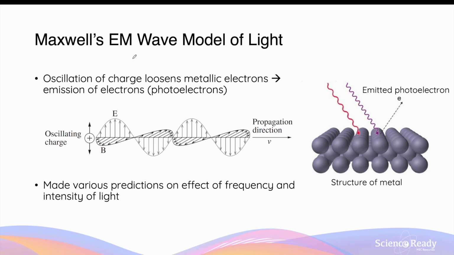In Maxwell's electromagnetic wave model of light, he explained that the photoelectric effect is due to the oscillation of charge, which loosens the electrons found in the metal, leading to the emission of these electrons, which we said were also called photoelectrons. Using this wave model, various predictions and hypotheses were made on the effect of frequency and the intensity of light on different parameters that can be measured in the photoelectric effect.